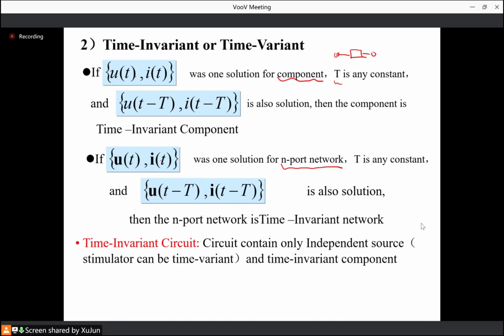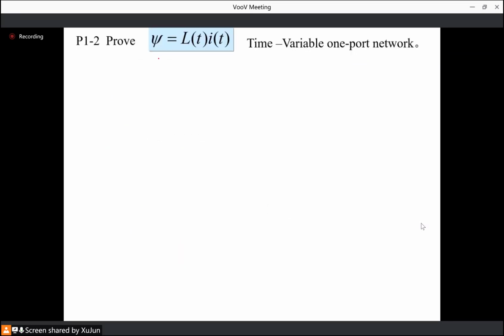Here u and i are ordinary variables. A time invariant circuit contains only independent sources and time invariant components. For example, consider psi equal to L(t) i(t), a time variant one-port network. L(t) changes with time, but does not change with voltage and current.